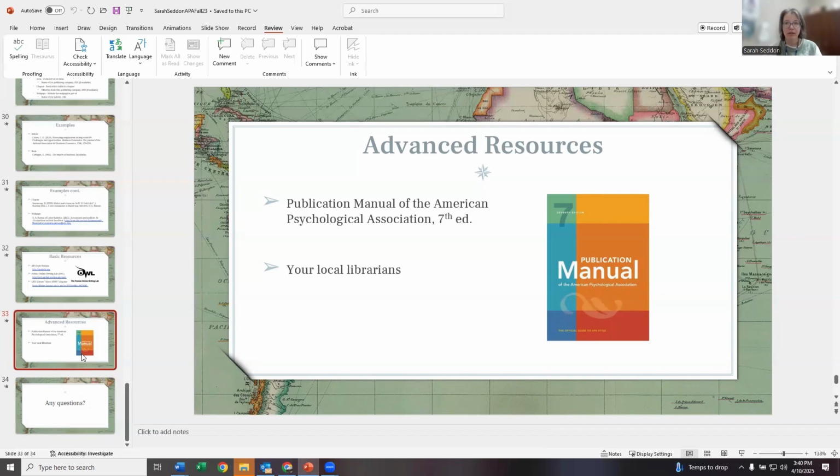And then, of course, you have us, the librarians. We are more than happy to work with you on your paper. You can come in and make an appointment, and we will sit down with you and make sure that your citations are all formatted correctly. We'll take a look at your references list and make sure that looks good. So please feel free to come by the library.